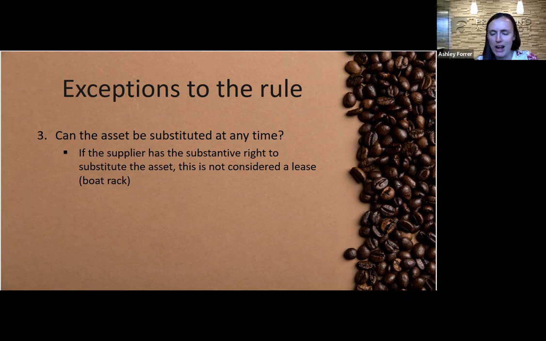And I have there in parentheses a boat rack as an example. So if you are leasing a space on a boat rack to store your boat in the winter, but the lessor can move your boat to another boat rack or move it somewhere else to make it easier for them, that wouldn't be considered a lease, because there's no identifiable spot or asset where your boat is being held. So that's a simple one where you're renting a space for your boat, but it could be any space, so that would not be considered a lease, because the place could be substituted at any time.